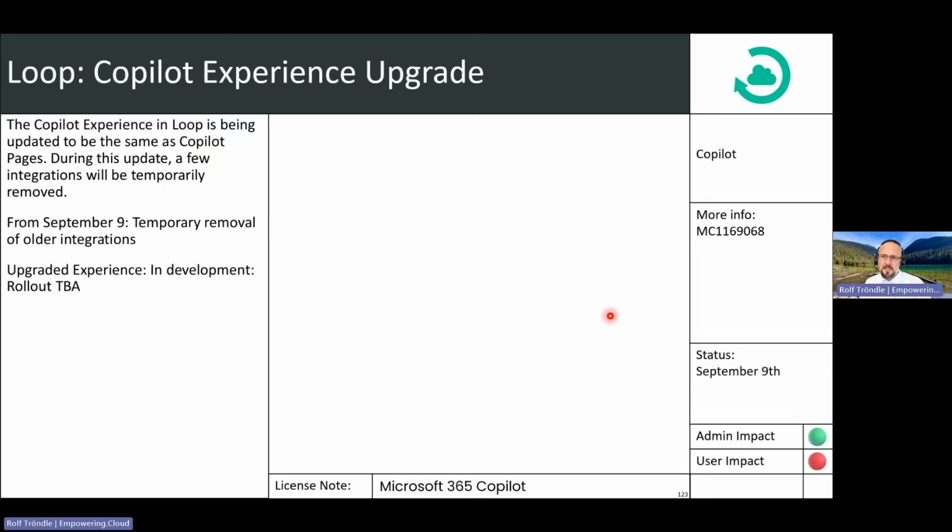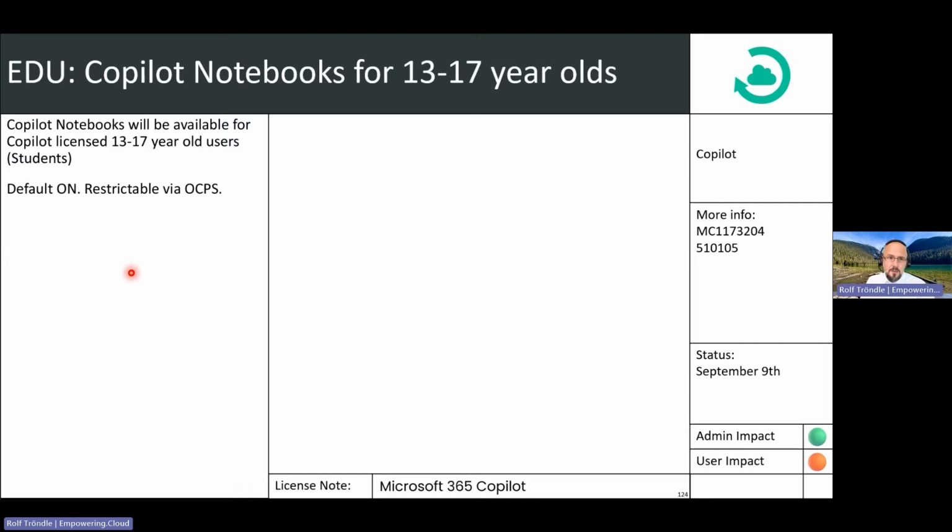So this means they removed some Copilot features from Loop to get ready to upgrade the Copilot experience within Loop. And because they also say upgraded experience is still in development and rollout is to be announced. So this will come at a later date. So if you see Copilot features from Loop disappearing, then at least you know now why.